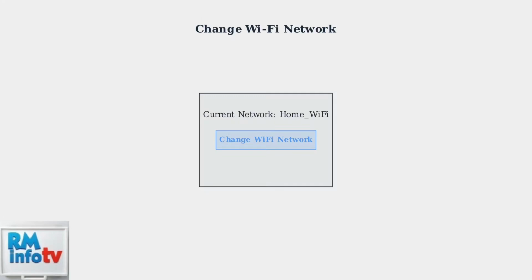Look for the Frame Settings option, usually found as a gear icon in the top right corner of your frame's interface. Tap on this settings icon to access the configuration options. In the frame settings, look for the current Wi-Fi network name and tap on it. Then select Change Wi-Fi Network to disconnect from the current network.